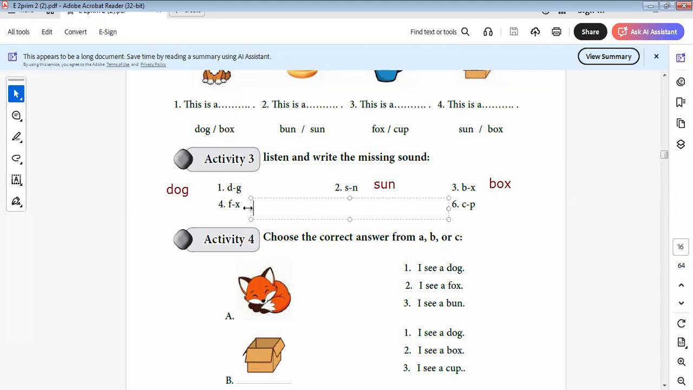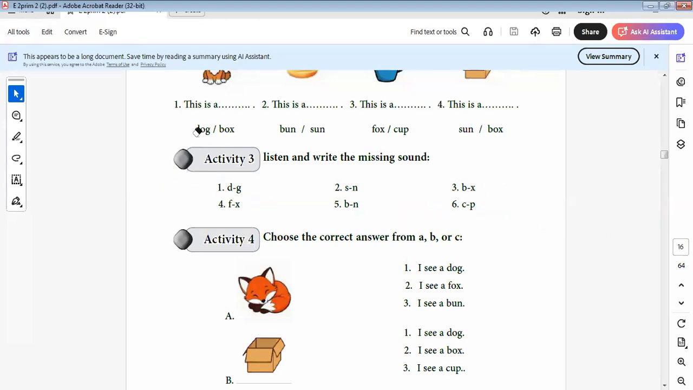Here are books and fox. Here is bin. It should be bin here. Some of you say recycle bin. Okay. Here is cup. So here we have dog, sun, books, cup, bin, and fox. Let's go to another item here.